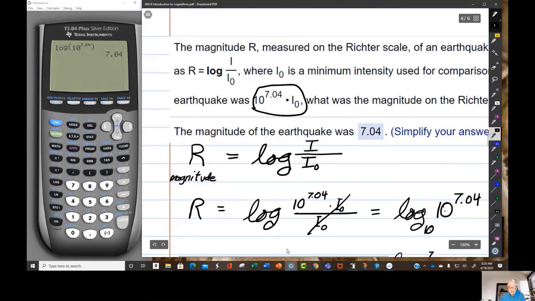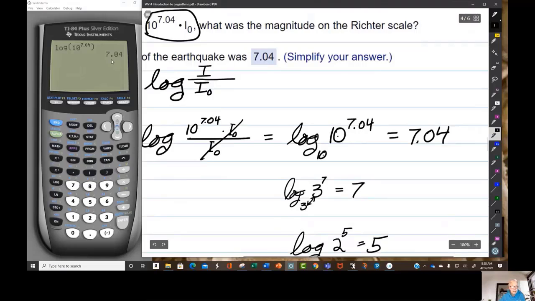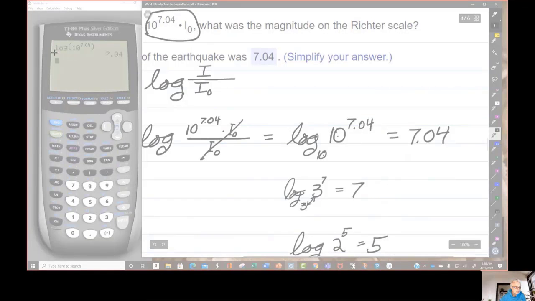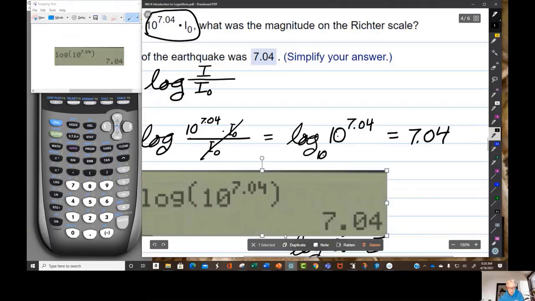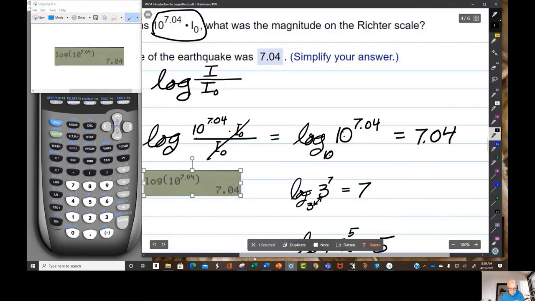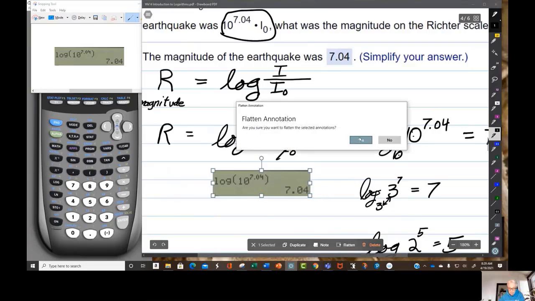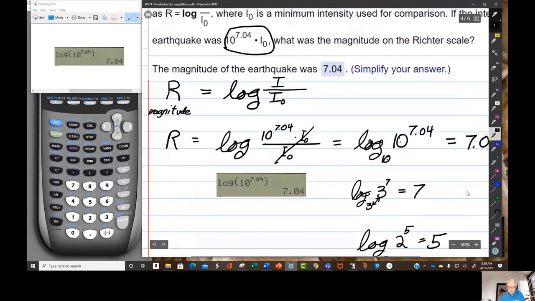Okay, now this was really a very basic problem. Where you're at right now, all you would have to do is throw that into the calculator like I did. So let me take a picture of it. And if all else fails, you can usually do that. All right, discussion about this.